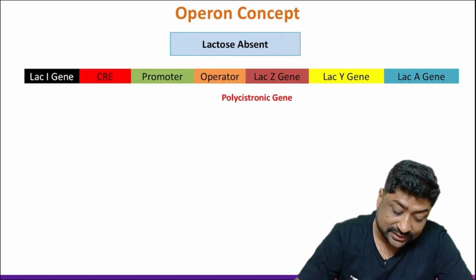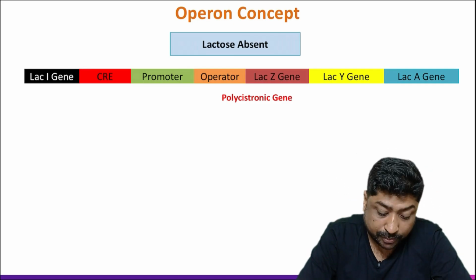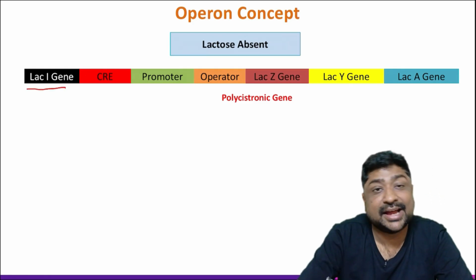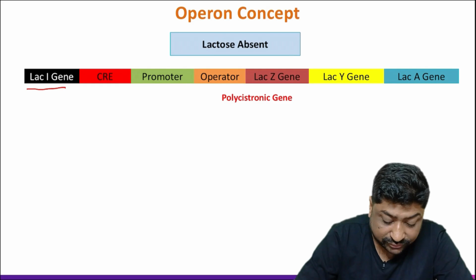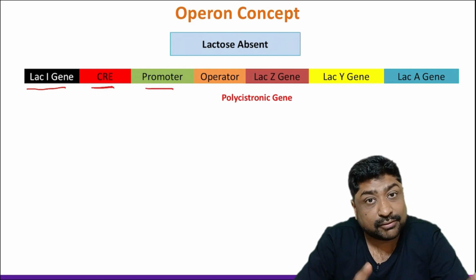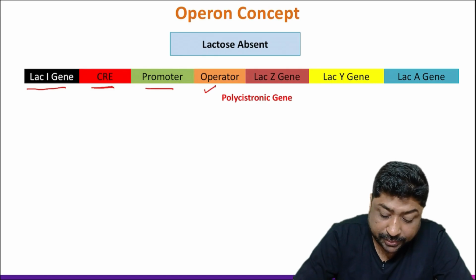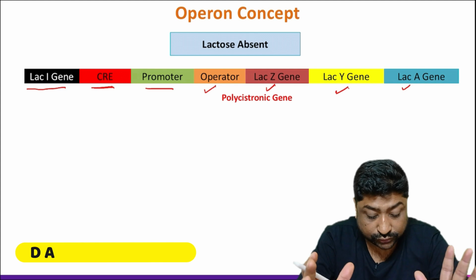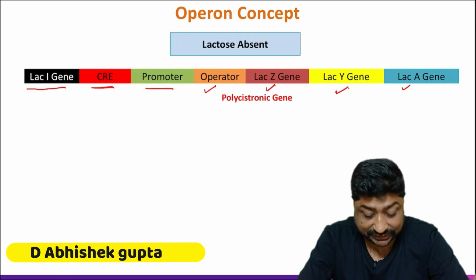First of all, this is the structure of the operon gene. You have one gene called LAC I gene. I is for inhibitor. You have the CRE section. You have the promoter, so every gene will have a promoter section. Then you have the operator, LAC Z, LAC Y, and LAC A gene. These are the sections of the LAC operon genes.